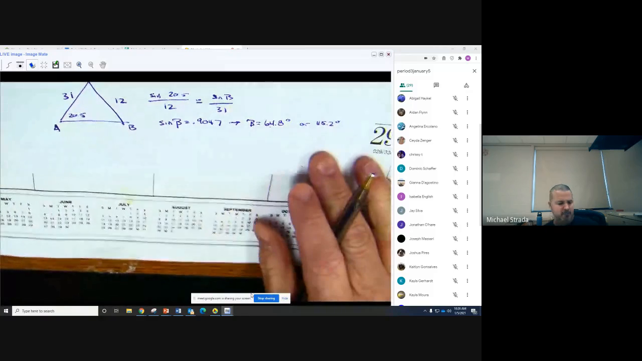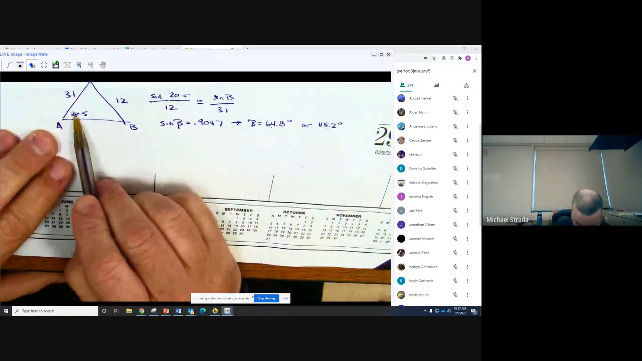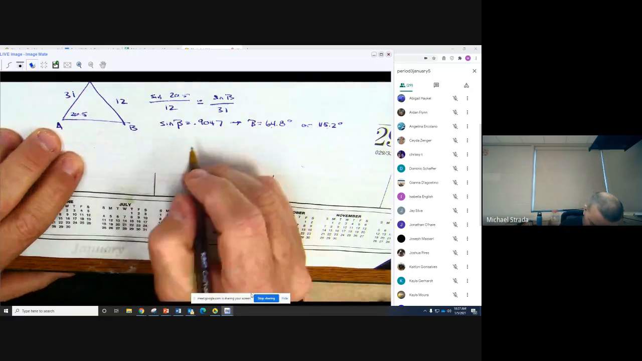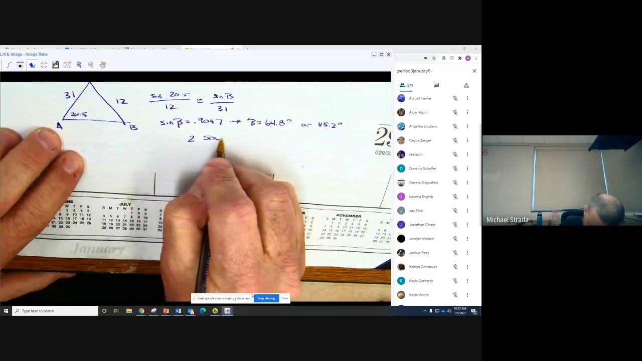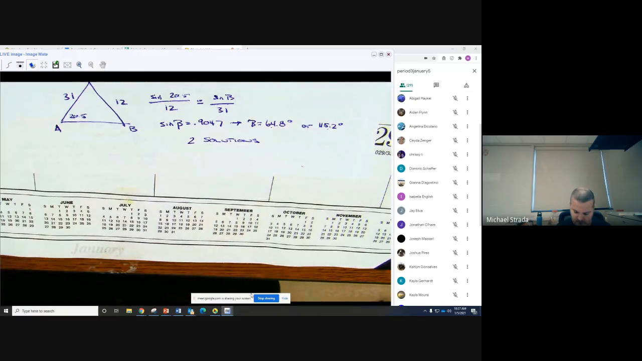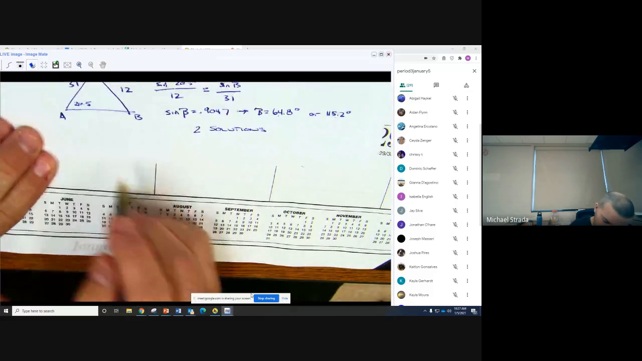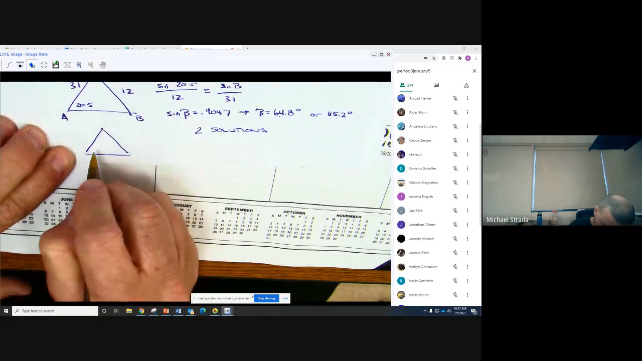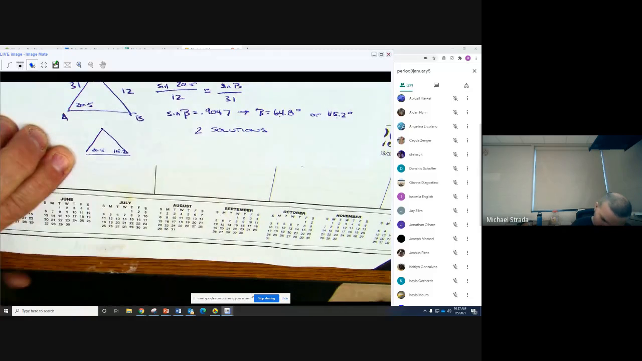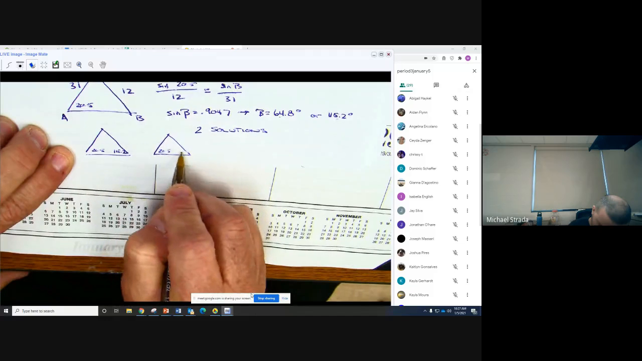Now you compare it. Okay? If I look at 115.2 and I compare that to 20.5, that means it's possible. So this is an example of when we have two solutions. So basically you're going to have two different situations. One where this is 20.5 and this is 115.2. And one where this is 20.5 and 64.8.